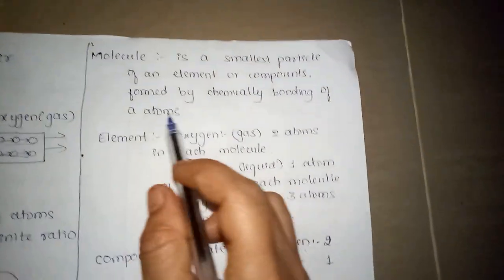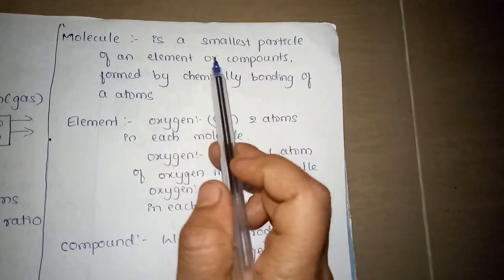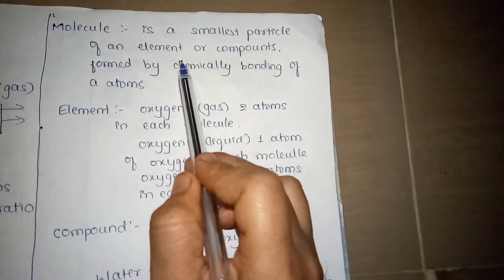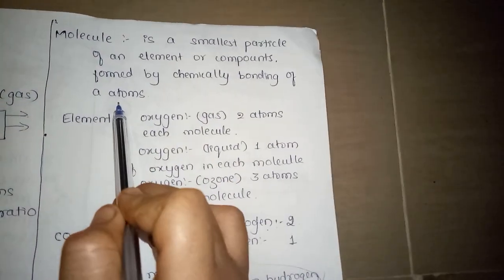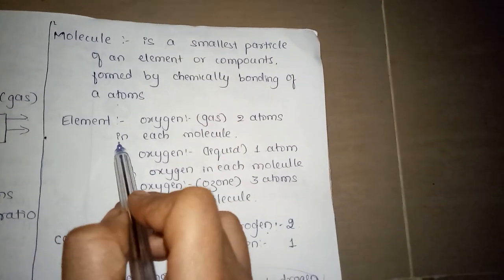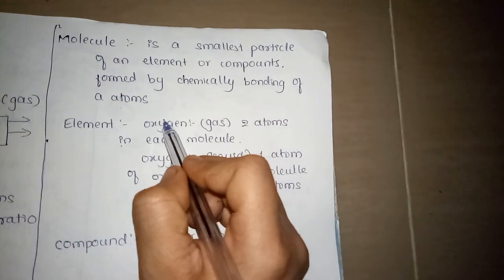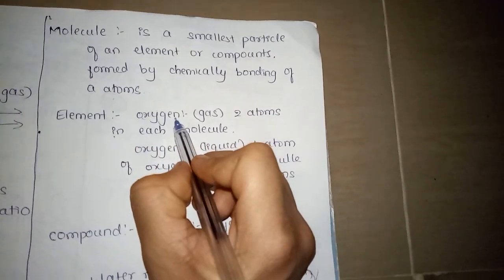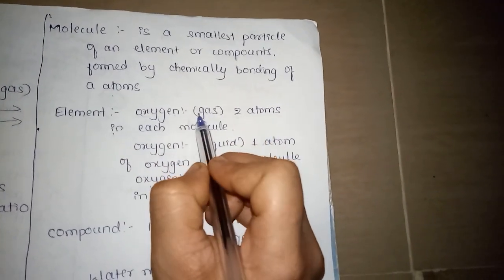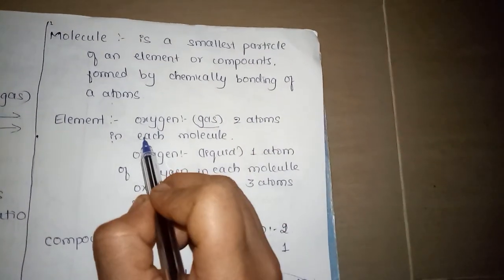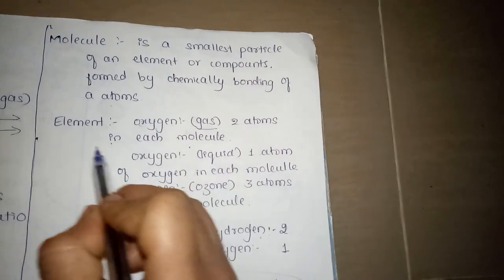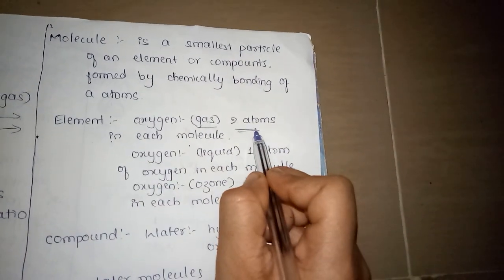Let us come to a molecule. A molecule is the smallest particle of an element or a compound formed by chemical bonding of atoms. Let us come to the element. In an element, we are going to take oxygen as an example, which is in the gas state. When it is in a gaseous state, we consider each molecule of the element with 2 atoms.